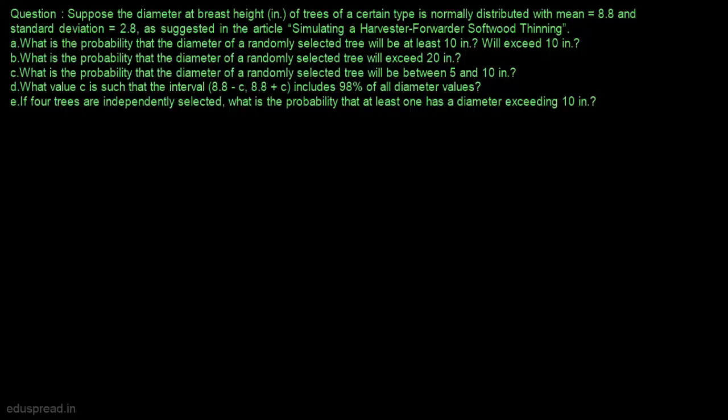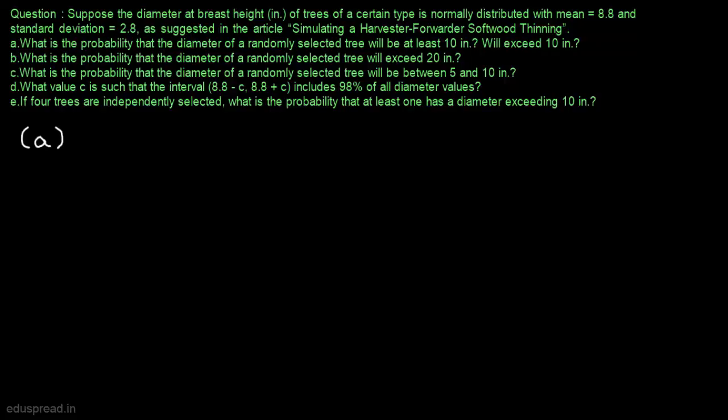In this video, I'm going to solve this question. Suppose the diameter at breast height of trees of a certain type is normally distributed with mean equal to 8.8 and standard deviation equal to 2.8, as suggested in this article. In part A, we have to find the probability that the diameter of a randomly selected tree will be at least 10 inches, and then we have to find the probability that it will exceed 10 inches.